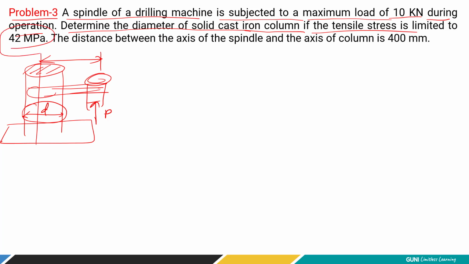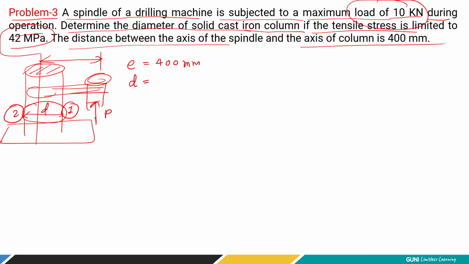If we consider the vertical load, let's say here it is, the direction is not given, but let's assume it is vertical. So definitely at section 1 it is going to be maximum, and at section 2 it is going to be minimum. Here the distance between the axis of spindle and the axis of column is 400, so eccentricity is 400 millimeter. All we have to do is find out the diameter of this solid column. It's a very simple numerical.